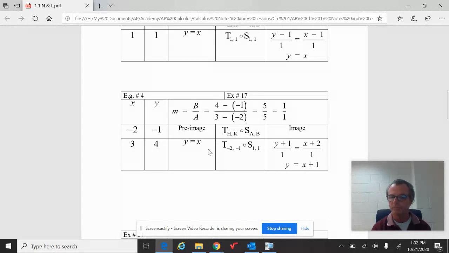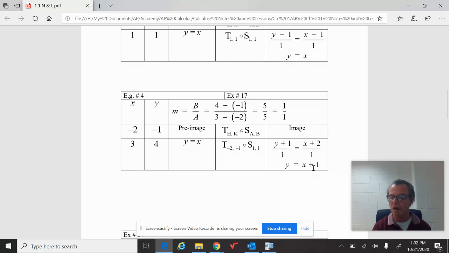Now we got to take this pre-image, y equals x, and slide it through one of those 2 points. So over here, we did the work and we slid it through the point -2, -1 by doing the opposite. We replace x with x plus 2, replace y with y plus 1. And when you add a -1 to both sides, you would get this line.